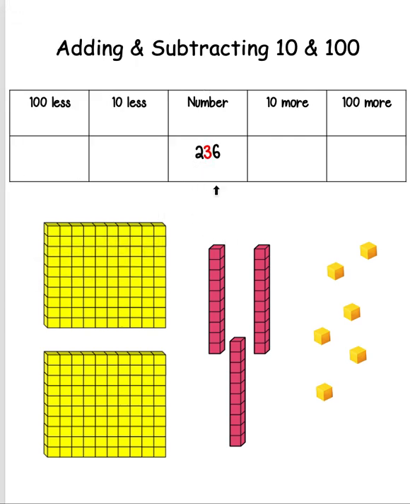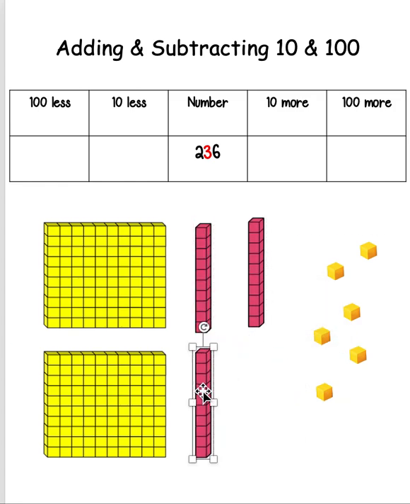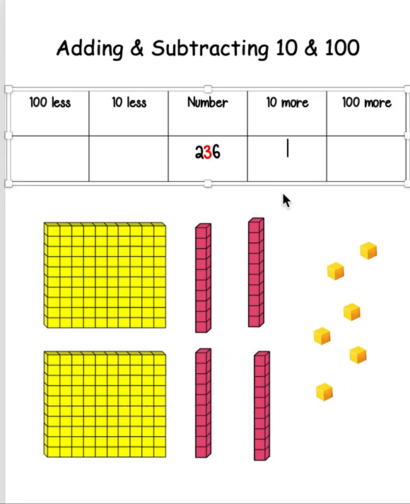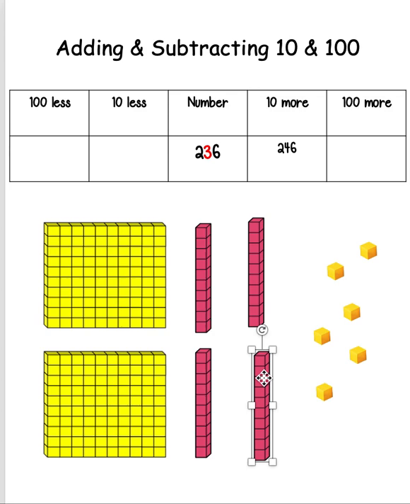So right now we have a 3 in the tens place. I want to add one more 10. So let's add one more 10. This gives us 4 tens. So 10 more would be 246. Good.